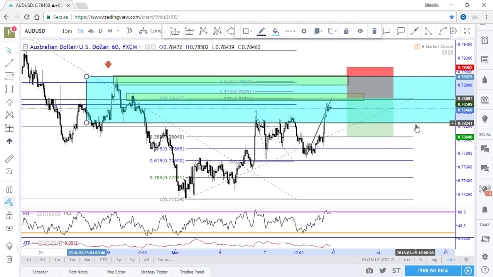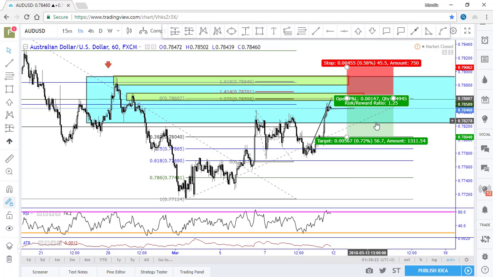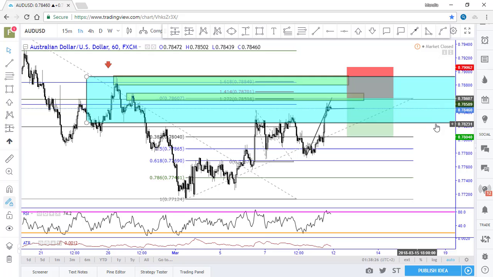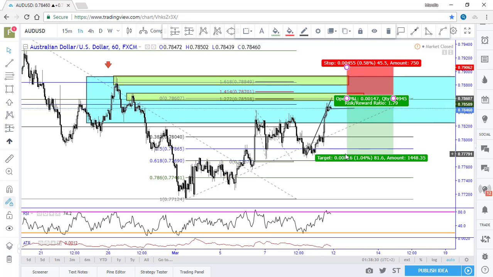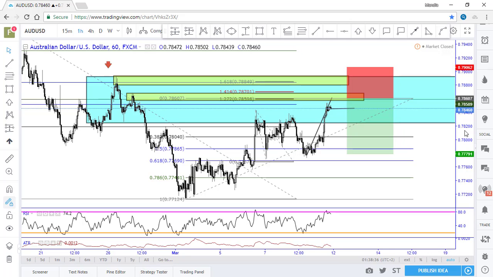So this risk to reward, if you enter at that 127 extension, you would have a 1:1 risk to reward for first targets, and for second targets you would have a 1.7:1 risk to reward, which is not too bad.